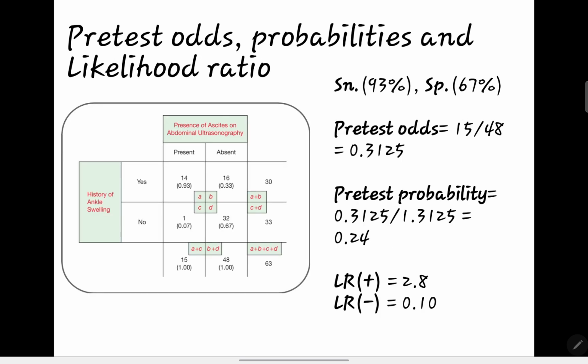So applying these things in this given 2 by 2 table, we can see the sensitivity is 93% and specificity is 67%, and the pretest odds is calculated as total disease by disease free, which comes out to be 0.3215. The pretest probability, calculated from the odds, comes out to be 0.24, and the likelihood ratio positive, using the sensitivity and specificity values, comes out to be 2.8, and the likelihood ratio negative comes out to be 0.1. These are calculated using the formulas which have been stated earlier.